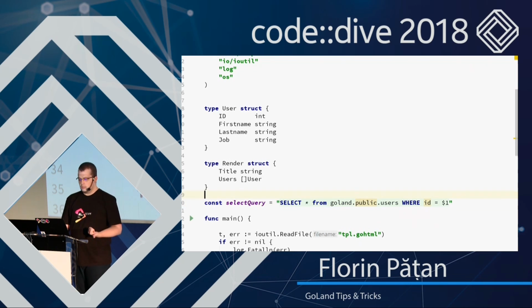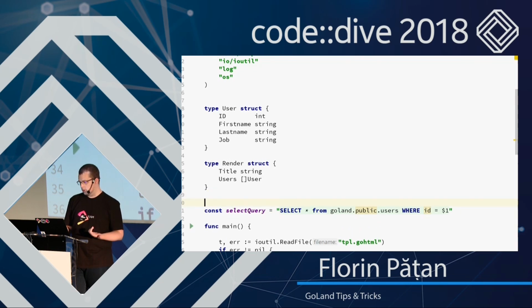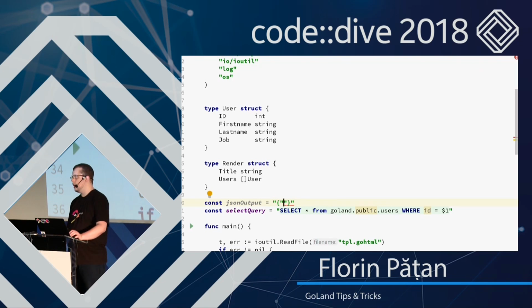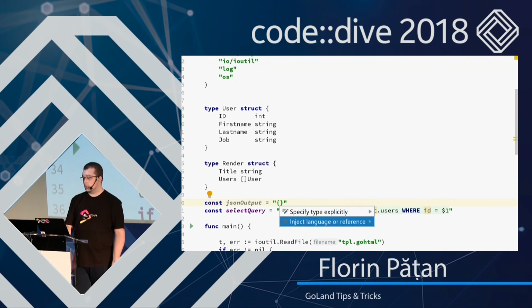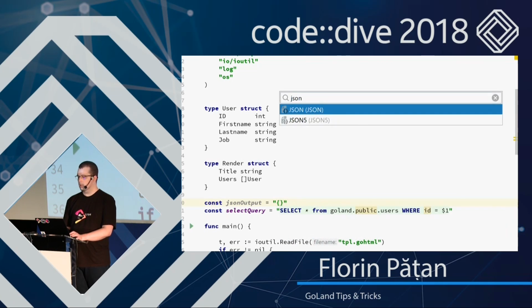Now, we haven't specified any particular language here, but let's say we would have something like this. JSON output, right? And the way you would write a JSON string would be something like this. Then you would have something like, well, quotes, right? So you have to put the double quotes, but then it doesn't work, and there's a whole bunch of problems there. What you can do is you can say Alt-Enter on any string that you have and say inject language or reference, and you can say JSON.